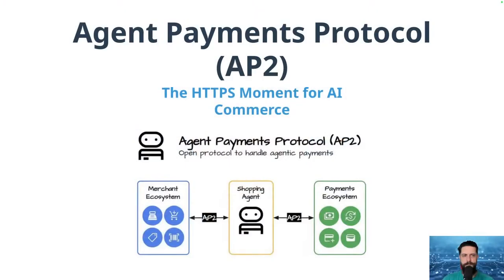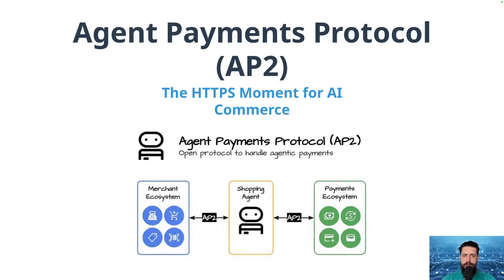Today, we are diving into a groundbreaking technology that could fundamentally change how we shop and transact online. It is Google's Agent Payments Protocol, or AP2. We have probably heard the buzz about AI agents that could book your appointments, plan your trips, and even negotiate deals on your behalf.